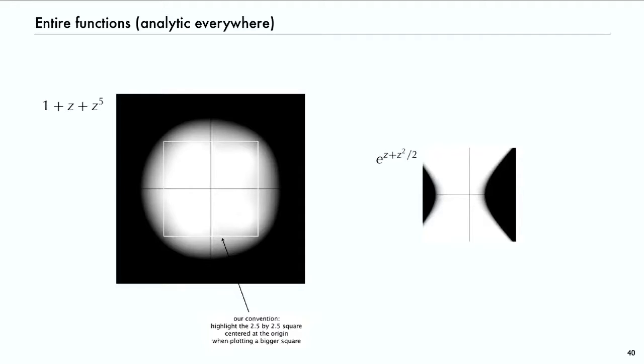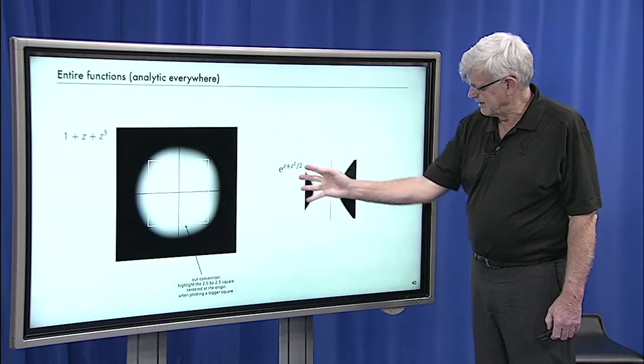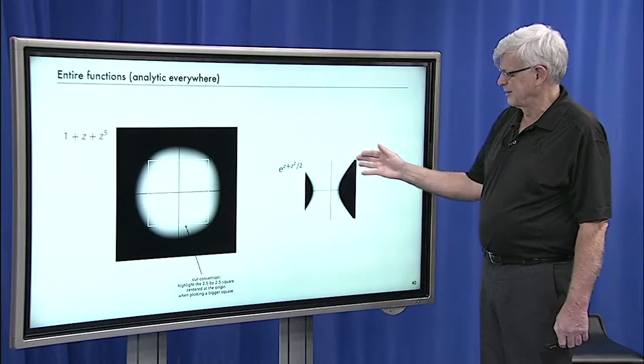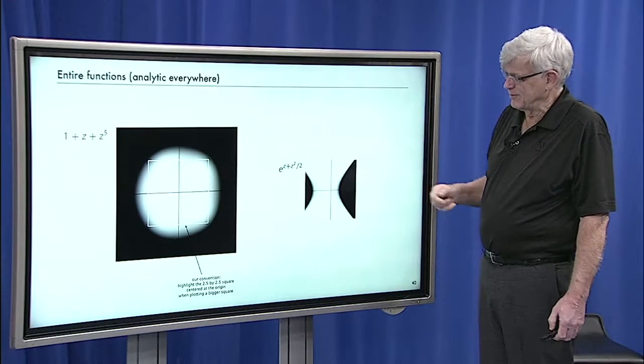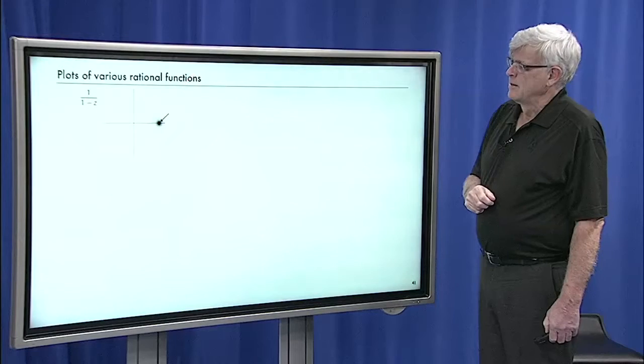This is what e to the z plus z squared over 2 looks like. So when z gets positive, it starts to get big. When z gets negative, at a certain point, it starts to get big. Otherwise, it's small. That's kind of what these things are saying. But those functions are analytic everywhere. They're going to infinity, but at a reasonable rate.